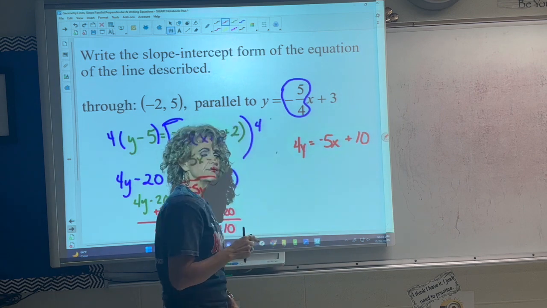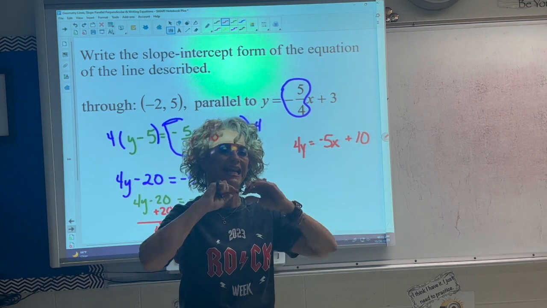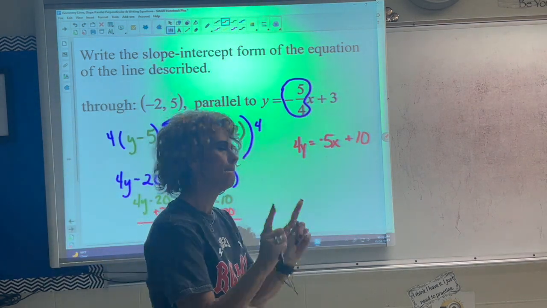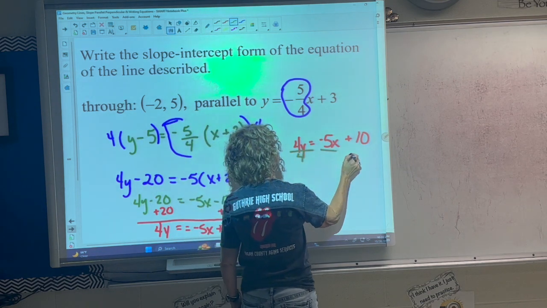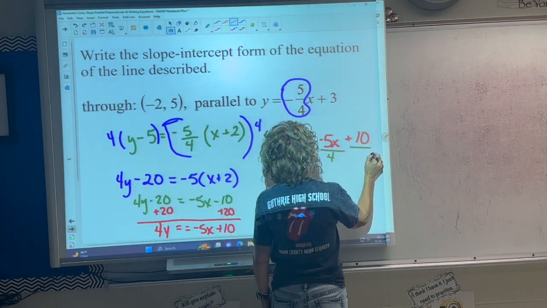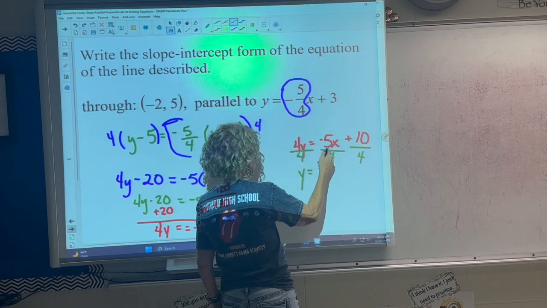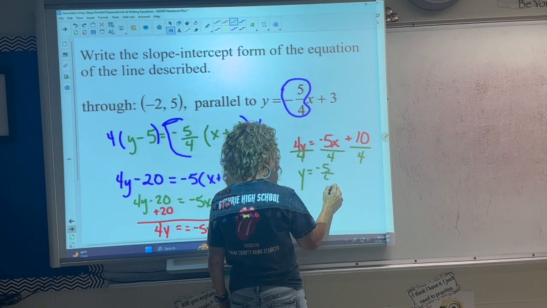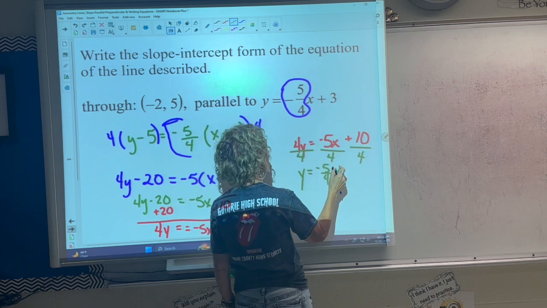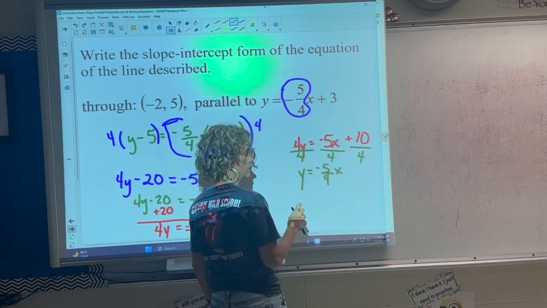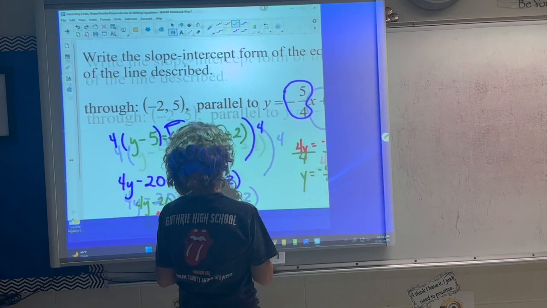Y is not isolated. I have to divide both sides by 4. When I divide both sides by 4, I'm literally dividing everything by 4. So that means this is divided by 4, this is divided by 4, and this is divided by 4. So this becomes y equals, that's negative 5/4 times x. Be sure your x is clearly not in the denominator. Mine's clearly not in the denominator. Plus 10 over 4.